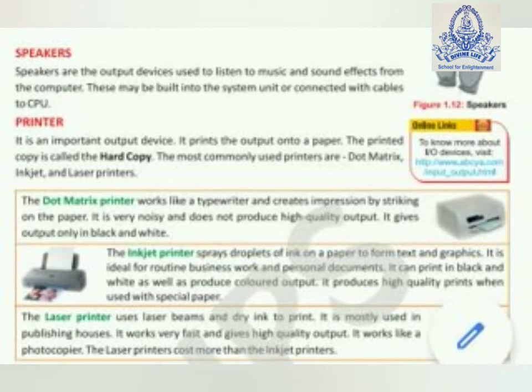It is an output device. It prints the output onto paper. The printed output is called hard copy. Generally, there are three types of printers. They are dot matrix printer, inkjet printer, and the last one, laser printer. A dot matrix printer works like a typewriter, and an inkjet printer sprays droplets of ink on paper to form text and graphics. The last one is the laser printer, which uses laser beams and dry ink to print.